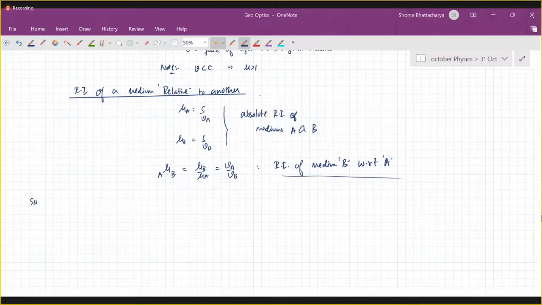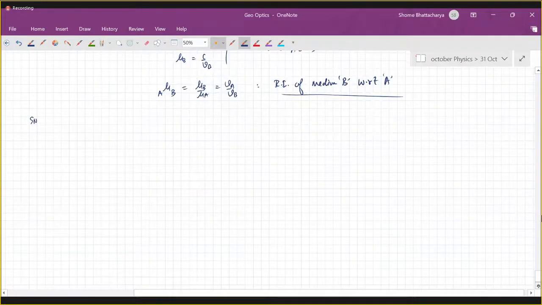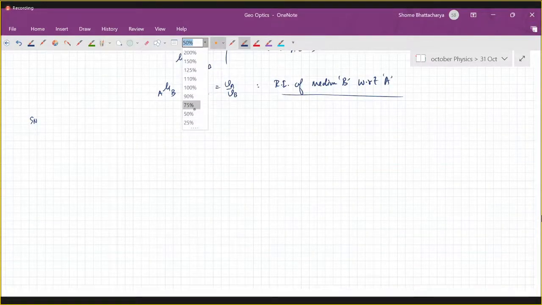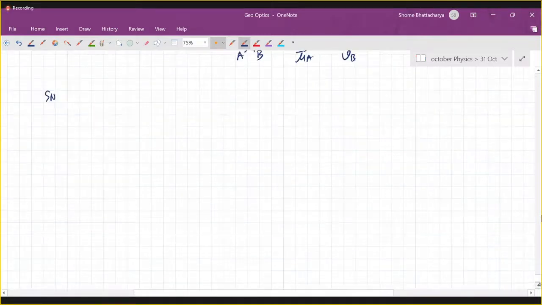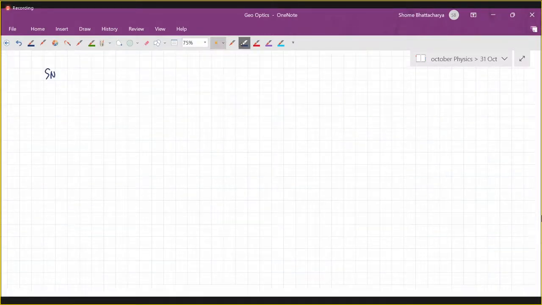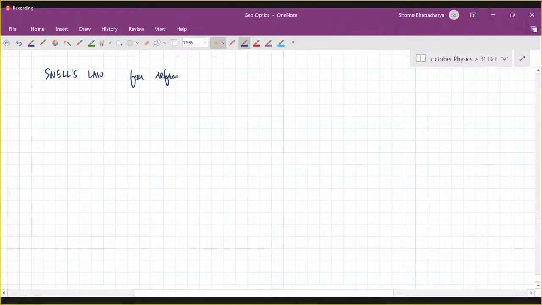So the only important thing here is to understand the notation. When we write mu of B with respect to A, B is the subscript on the right and A is the subscript on the left. So that's just a matter of notation. Now we come to the main experimental law for refraction. Just like we have the laws of reflection, we have Snell's law, which is the law for refraction. It tells us how light bends as it refracts from one medium to another.